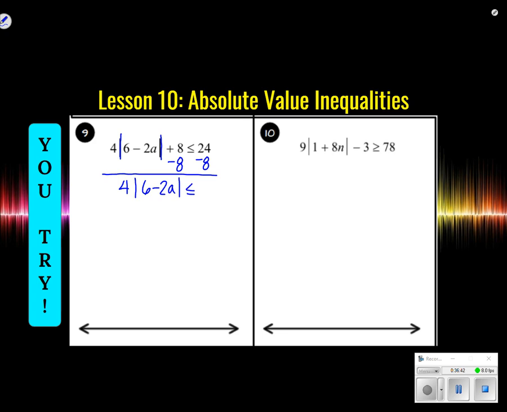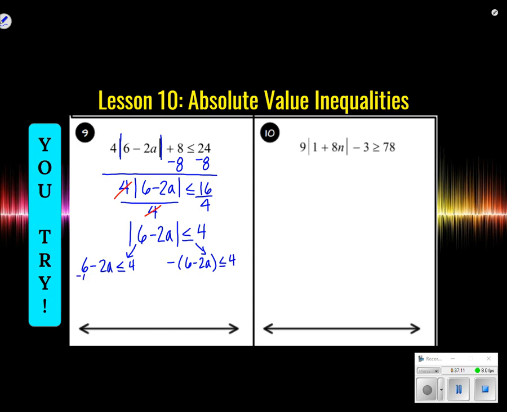24 minus 8 is 16. Now divide both sides by 4. Don't you dare distribute that 4. Make me cry. Don't you do that. Absolute value of 6 minus 2a is less than or equal to 4. I did not divide by a negative, so we're good there. We're going to split her up. 6 minus 2a is less than or equal to 4. And here's my negative.